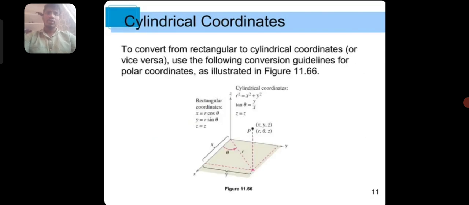And next, to convert from rectangular to cylindrical coordinates or vice versa, use the following conversion guidelines for polar coordinates as illustrated in figure 11.66. Here we can see rectangular coordinates: x equals r cos theta, y equals r sin theta, z equals z. And in cylindrical coordinates, r squared equals x squared plus y squared, tan theta equals y by x, z equals z.